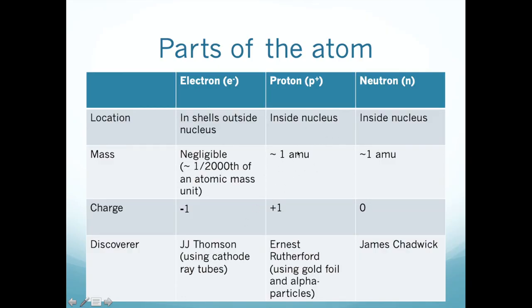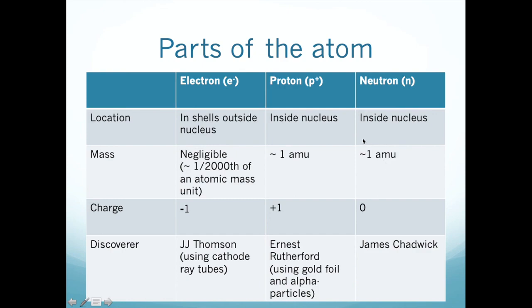Protons have a mass of about 1 atomic mass unit. We'll talk about what those are later on. And they have a positive charge. A proton has a +1 charge. Ernest Rutherford discovered them while discovering the nucleus using his gold foil experiment. Neutrons are neutral particles also inside the nucleus, like the protons. Protons and neutrons are sometimes collectively called nucleons. You don't need to know that word, but in case you ever hear it, that's what it is.